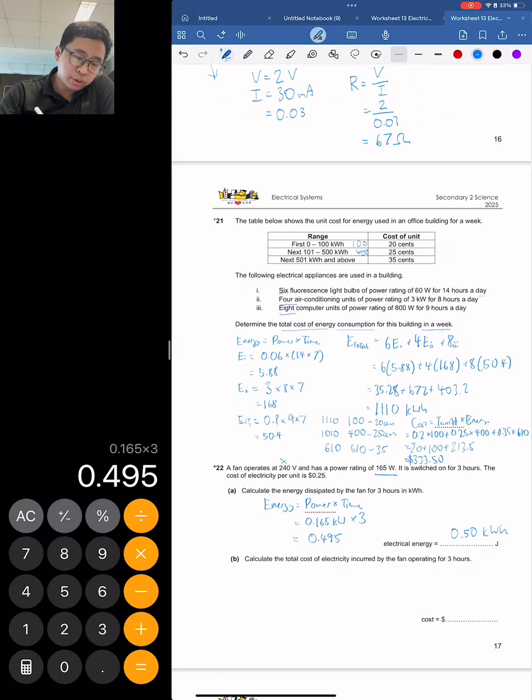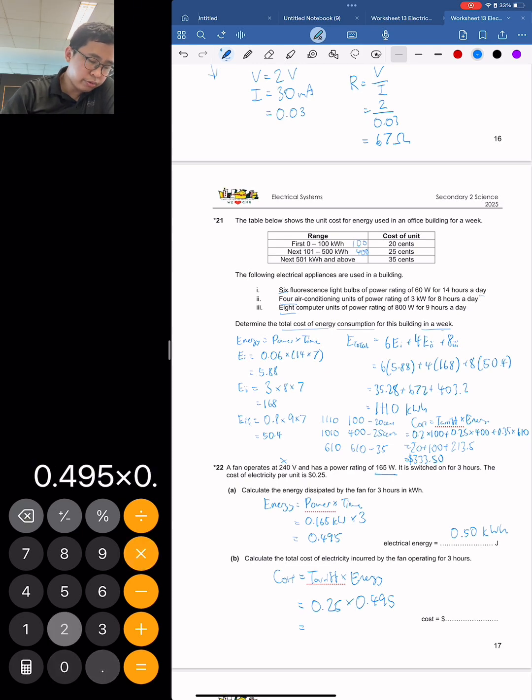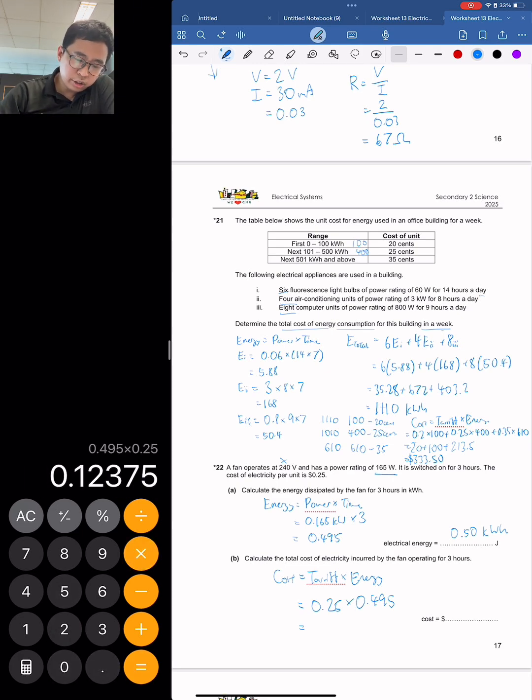So cost equals tariff times energy. In this case, it's 0.25 times 0.495, so your cost comes down to 12 cents. Okay, and that's the end for electricity.